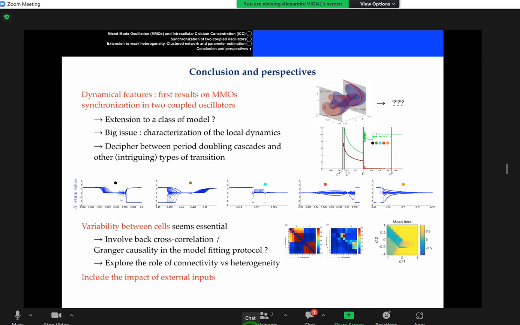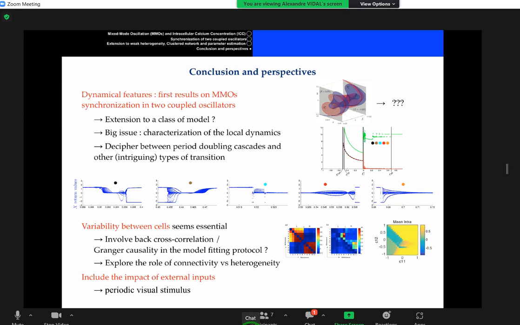Including the impact of external inputs is something that is not that difficult compared to what I have said just before. For instance, a periodic visual stimulus has been used in experimental data. They pass in front of the zebrafish, which is stuck in its jello, some black dots.